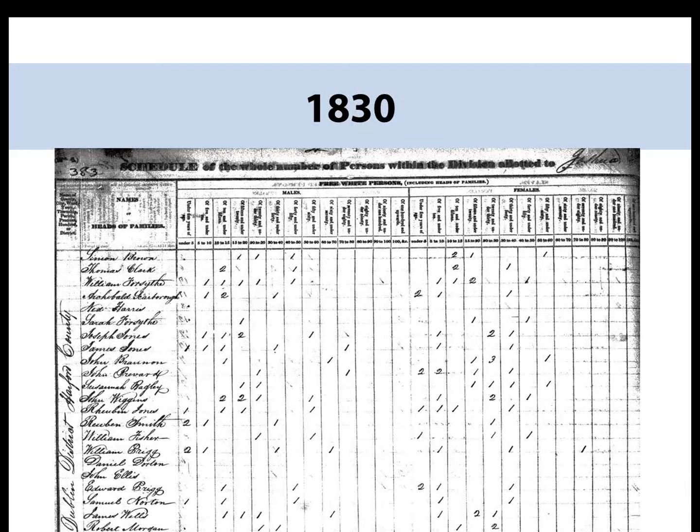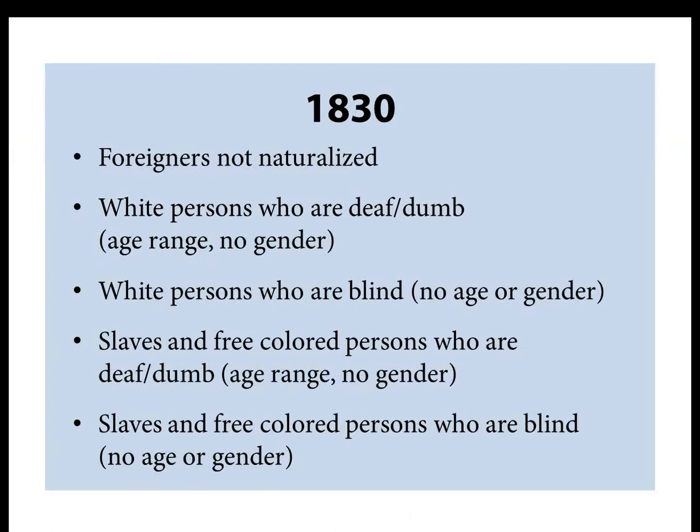And as I was saying before with the 1820 census, the 1830 census also has a column for foreigners who were not naturalized, and white persons who are deaf or dumb, and there's an age range and gender given for that. I'm sorry, there's an age range but no gender. White persons who are blind, again, no age or gender. Slaves and free colored persons who are deaf and dumb, and then also a category for those who are blind. So if you have information about your ancestors suffering from any of these afflictions, that may be something that you would want to look for going forward.